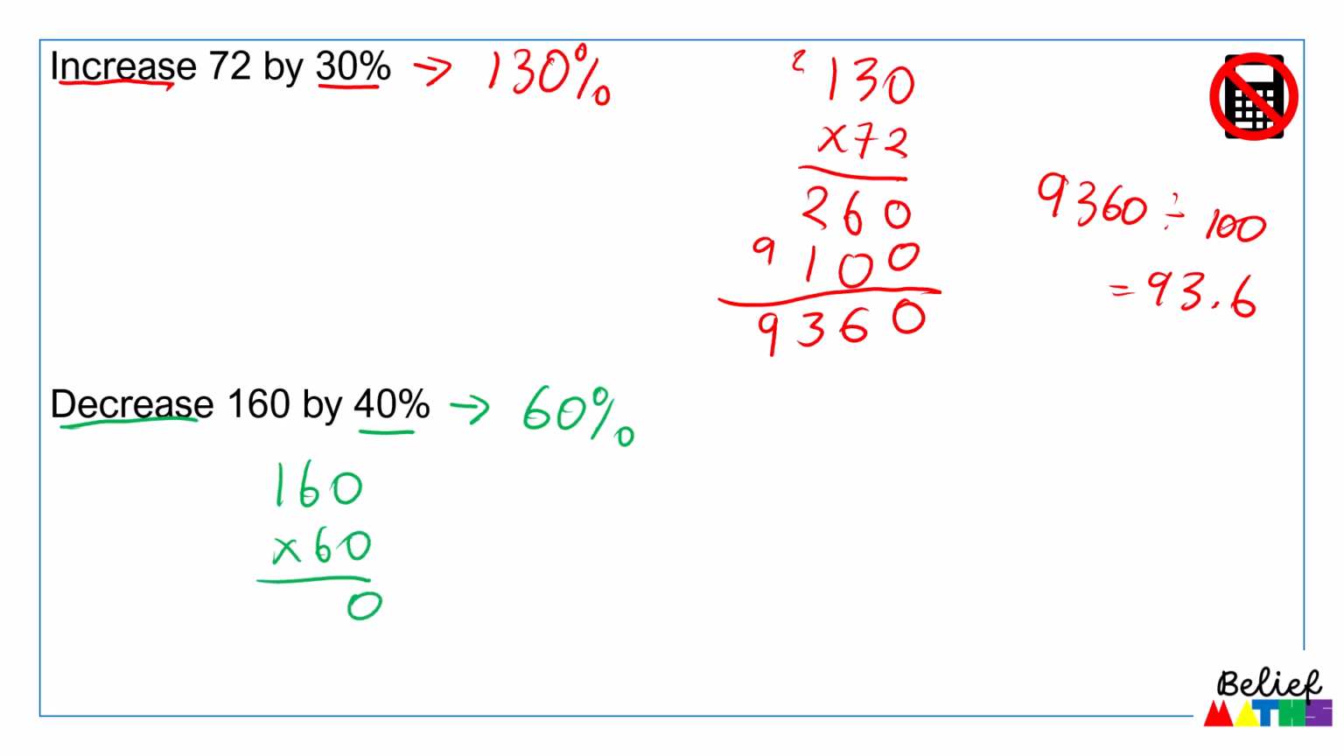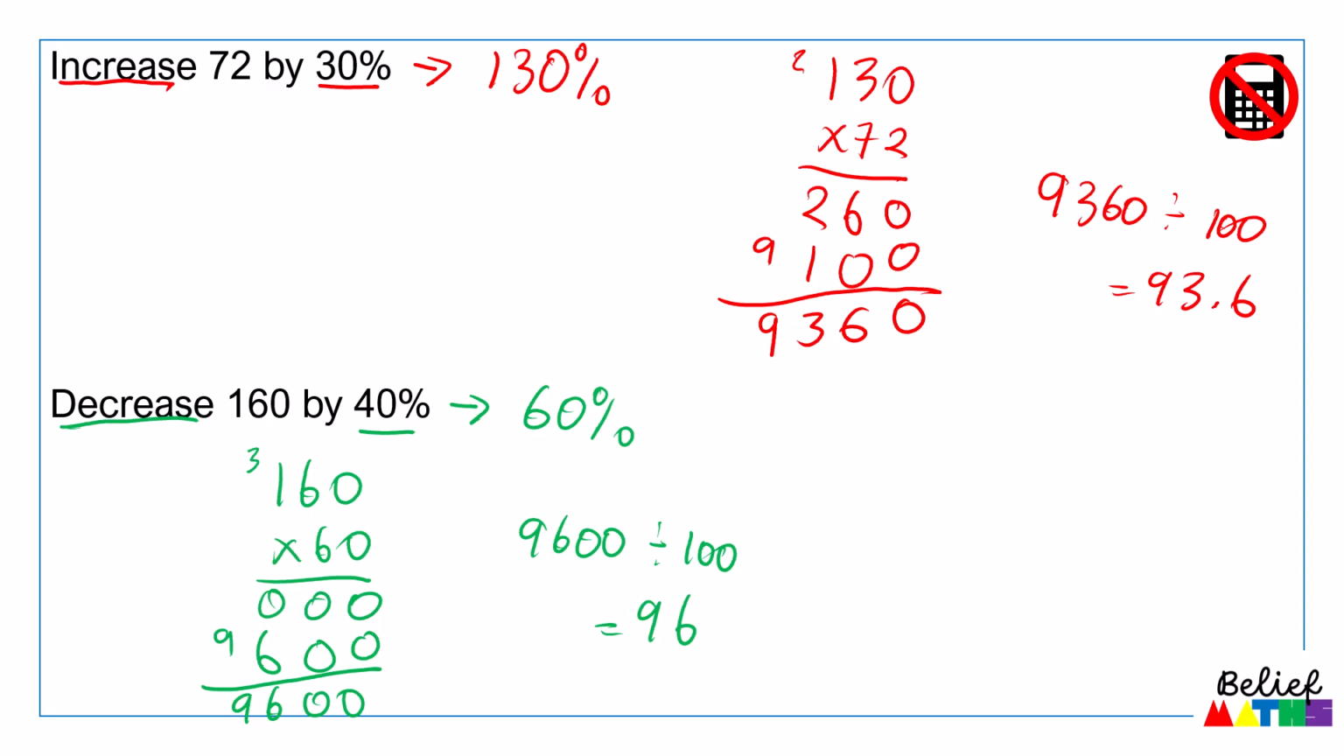Again, our first line are just zeros. Bring down your 0. And then 6 times 0 is 0. 6 times 6 is 36. 6 times 1 is 6 plus 3 is 9. So we get 9,600. And then we're doing 9,600 divided by 100, which just gives us 96. And we would have expected that because we're decreasing, we should end up with a smaller answer. So 96 is our final answer.